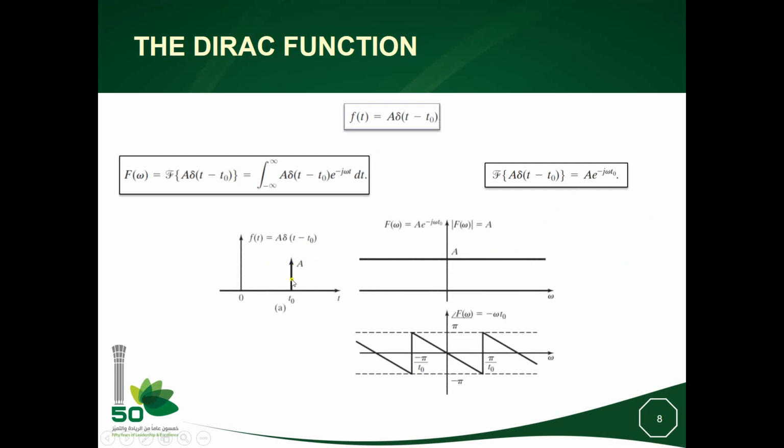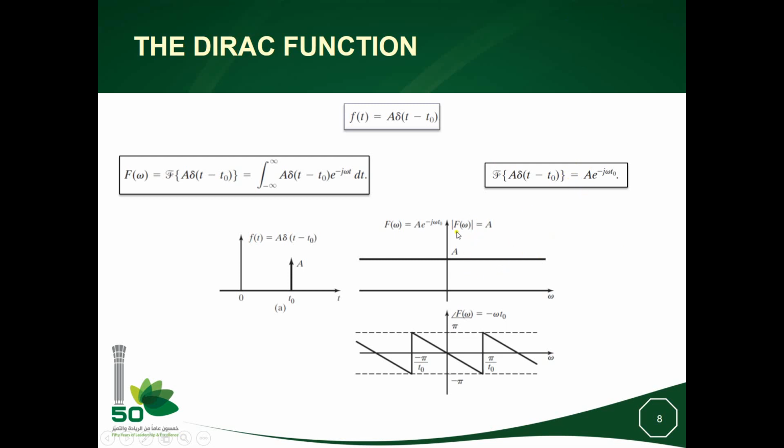So this is our Dirac function of amplitude A, existing at t0, which is A delta of t minus t0. So its Fourier transform is given by this. And clearly, if I use the Euler identity, which is cos of omega t0 minus j sine of omega t0, I will have a real part and an imaginary part. So the Fourier transform here is a complex number having a real part and an imaginary part.